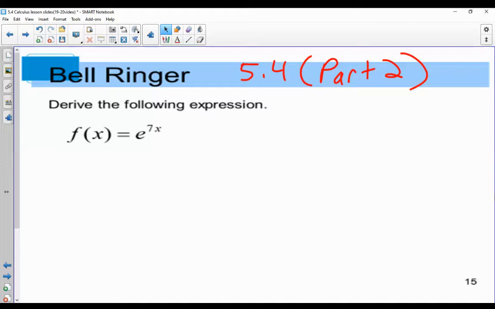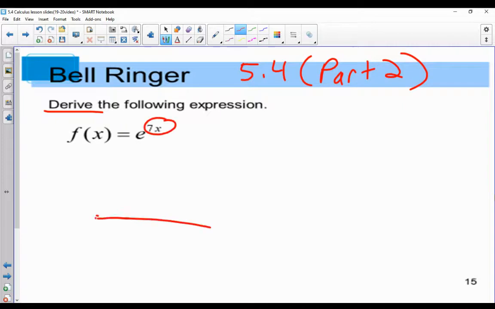Hello, Calculus. This is going to be part 2 of the 5.4 video over the exponential function e. Before we start the main lesson, I want to do a bell ringer real quick to refresh us on the part 1 video. So let's say you have e to the 7x and we're supposed to find the derivative. Now remember from part 1, the first thing you need to do is take a look at the power and then find the derivative of that.